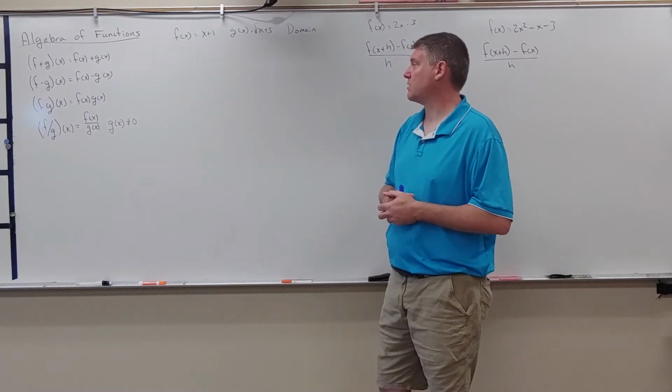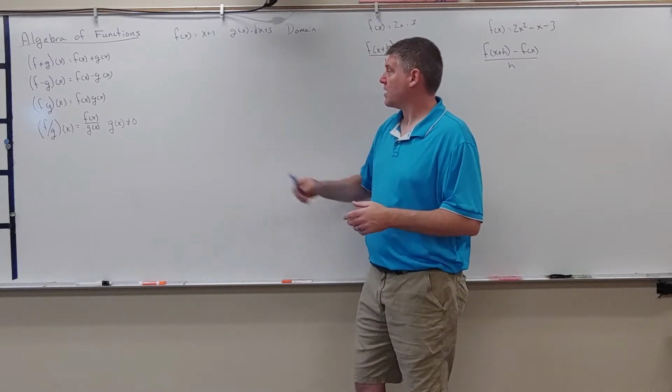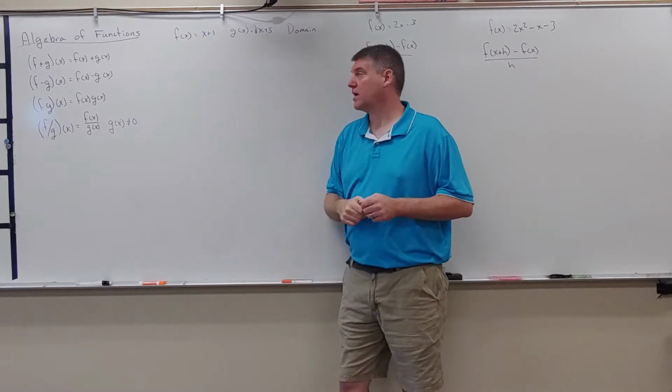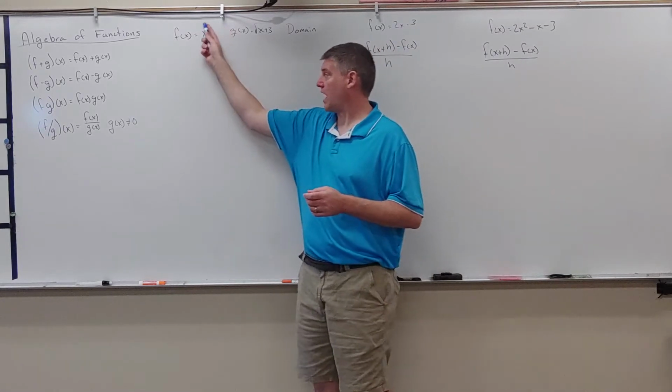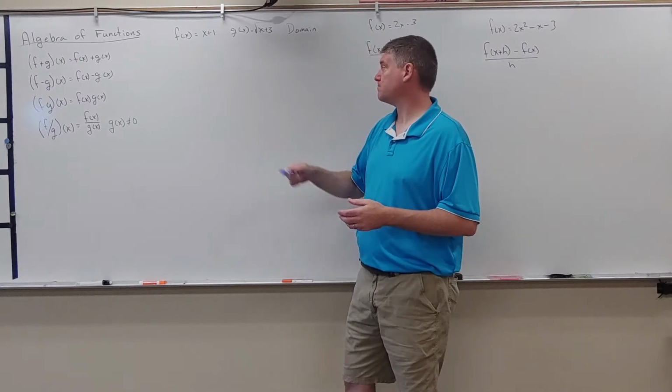So here we have our two quantities. F of x equals x plus 1. G of x equals the square root of x plus 3. Now when we look at this first one, f of x, we should see that that domain is going to be all reals, right? This is a line. There isn't a value of x that will give me a non-real value.